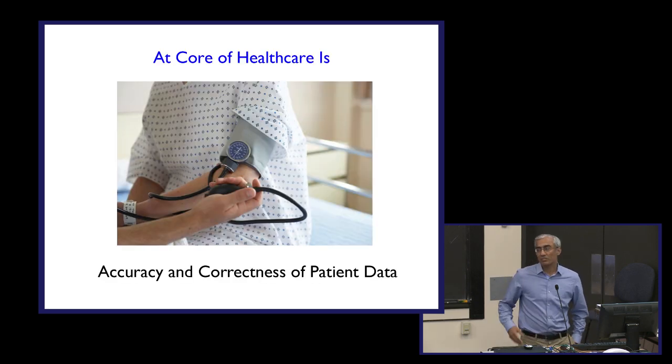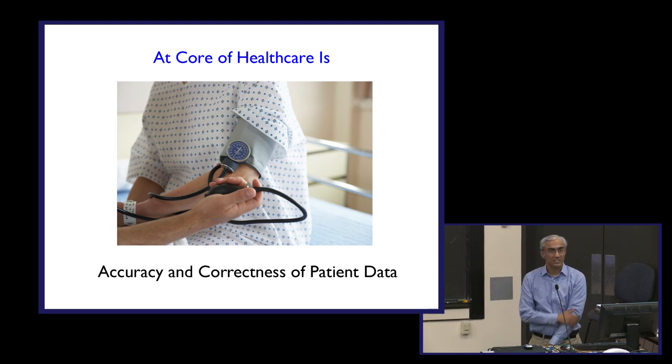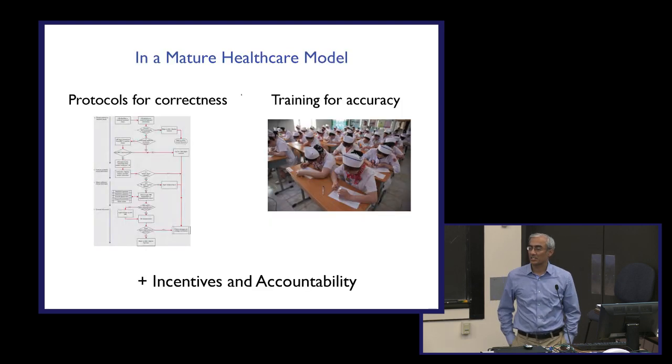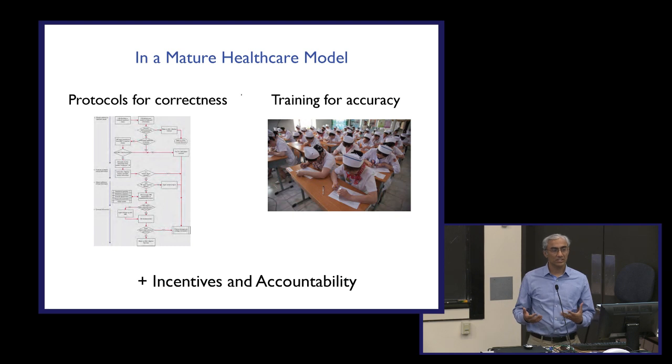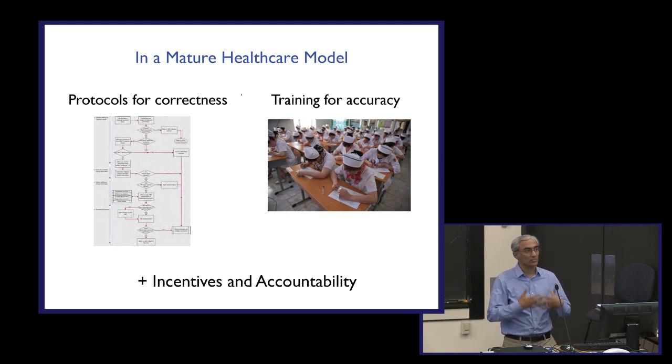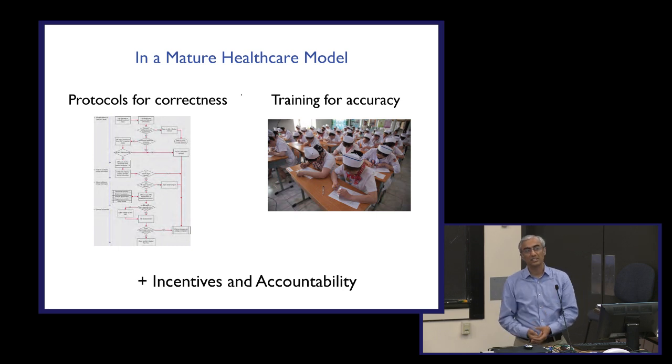So at the core of healthcare is patient data. I hope nobody denies that. I know there's security, safety, standards, everything is important, but if you don't have reliable data of the patient, then you really can't do anything. And I guess in mature healthcare models, we have protocols to ensure correctness. We have a lot of training to ensure accuracy. We have technicians for almost operating every equipment. And then I think you throw in the right incentives and accountability, you get a reasonably good model.